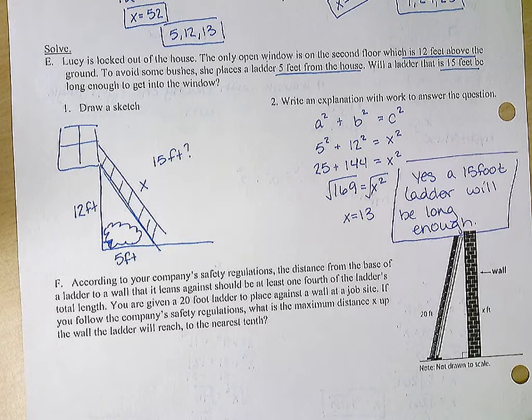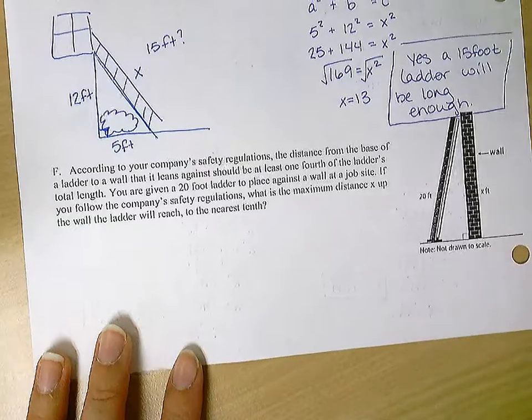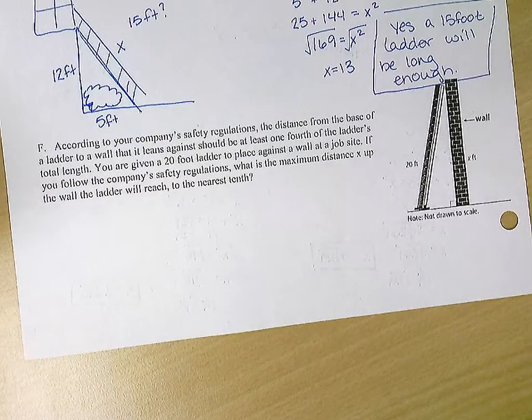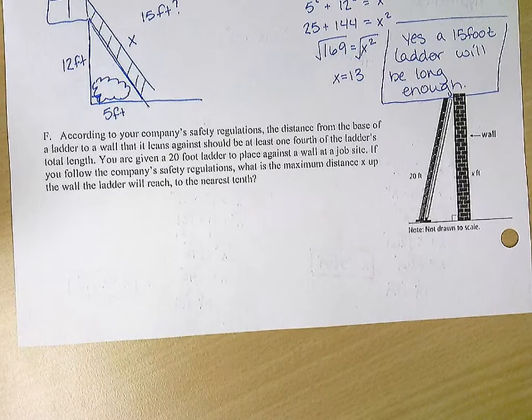Questions on how I did letter E? All right, then I want you guys to try letter F. The picture is drawn for you. You just have to label it. Okay, figure it out together.